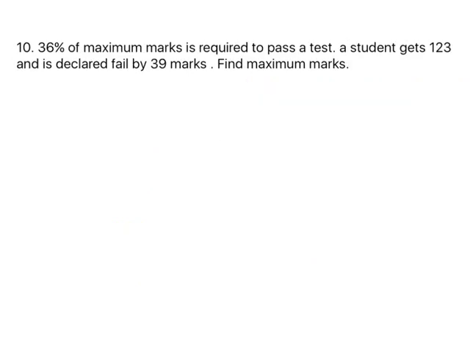The next question we have: 36% of the maximum marks is required to pass a test. So it means if we get 36%, only then will that person be declared to pass the test. A student gets 123 and is declared failed by 39 marks. So it means he needs 39 more marks to clear that test. We have to find the maximum marks.